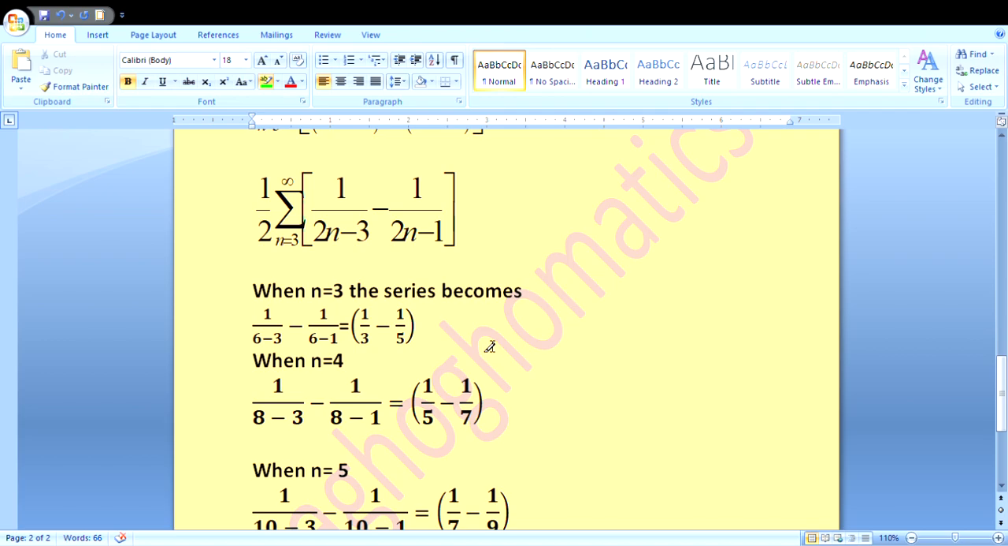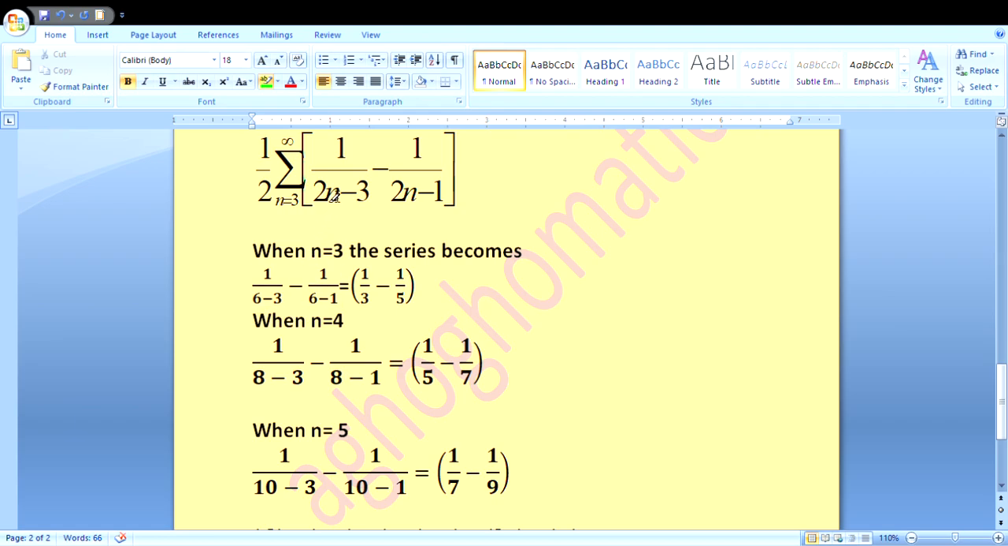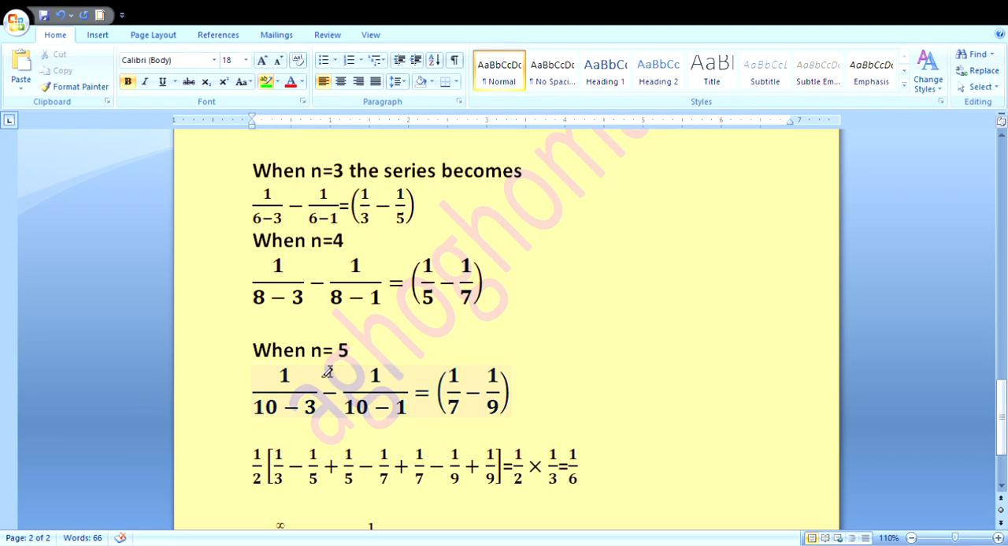Now let's look at the situation when n is equal to 4. 2 times 4 is 8. 8 minus 3 is 5. Here 2 times 4 is 8, and 8 minus 1 is 7. So when n is 4, the term of the series is 1 over 5 minus 1 over 7. Let's look at the situation when n is equal to 5. 2 times 5 is 10. 10 minus 3 is 7. Then 2 times 5 is 10, and 10 minus 1 is 9. The term becomes 1 over 7 minus 1 over 9.